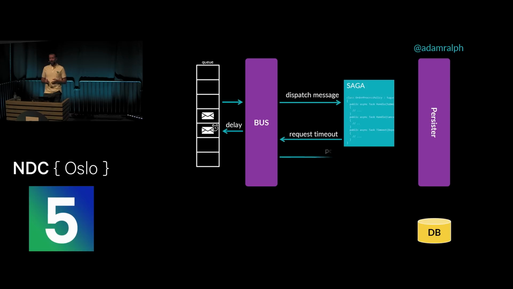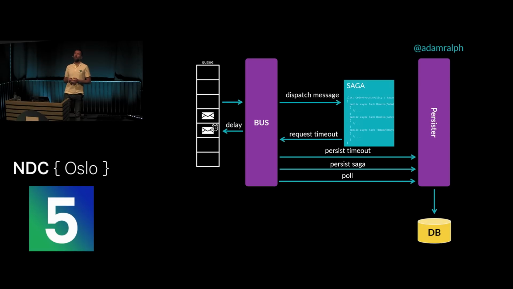So in those cases, we actually persist the timeout in the database at the same time as we persist the Saga data, and then we poll the database to see when the timeout has become due. That's not ideal. We don't really want to be polling the database if we can avoid it. So we always prefer allowing the queue itself to do the work over here.